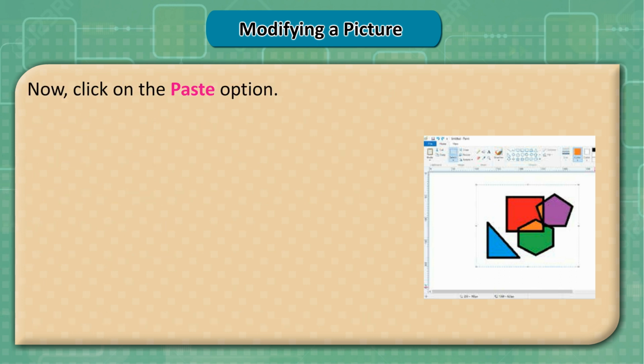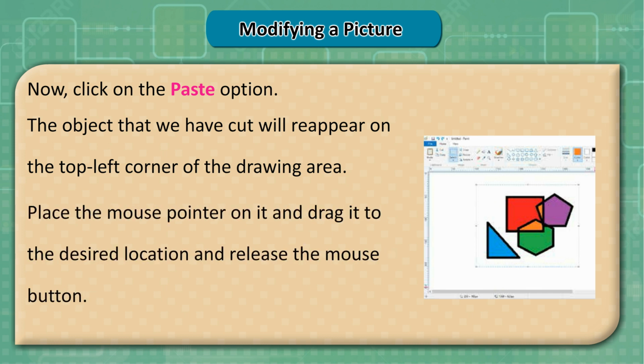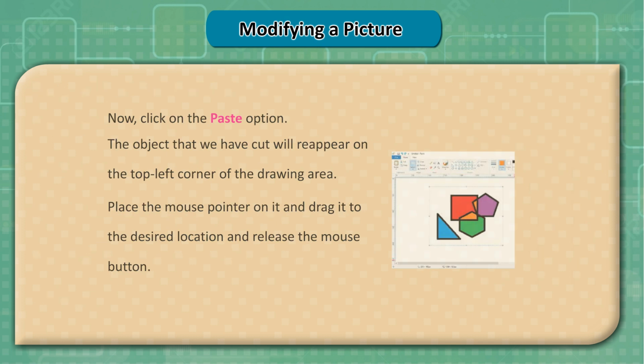Now, click on the Paste option. The object that we have cut will reappear on the top left corner of the drawing area. Place the mouse pointer on it and drag it to the desired location and release the mouse button.